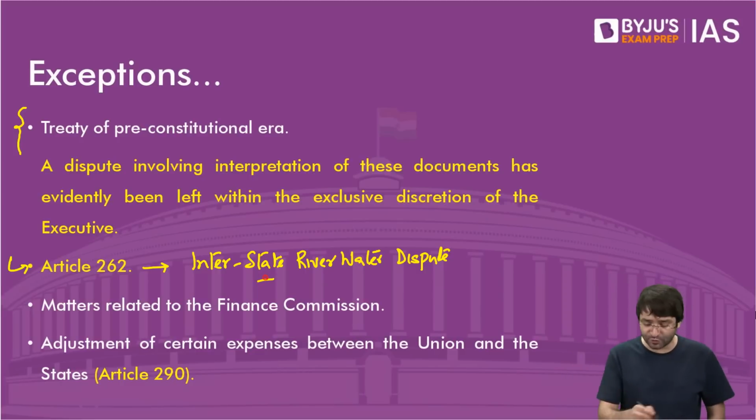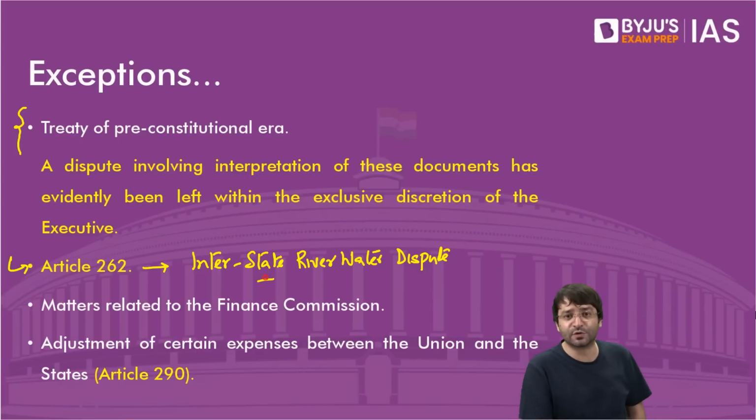Article 262, interstate river water dispute, can be resolved through a mechanism which Parliament decides, but the Supreme Court will not have the original jurisdiction to hear this case.